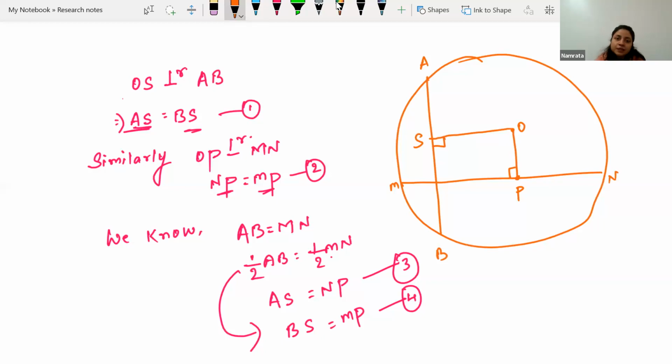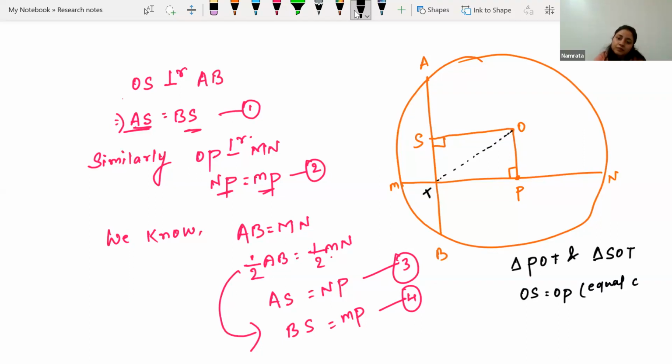Now we will be taking two triangles by joining the point of intersection and the center. Let's say the point of intersection is T. So we are taking triangle POT and triangle SOT. Here I am saying that OS and OP will be the same, because equal chords are equidistant from the center.